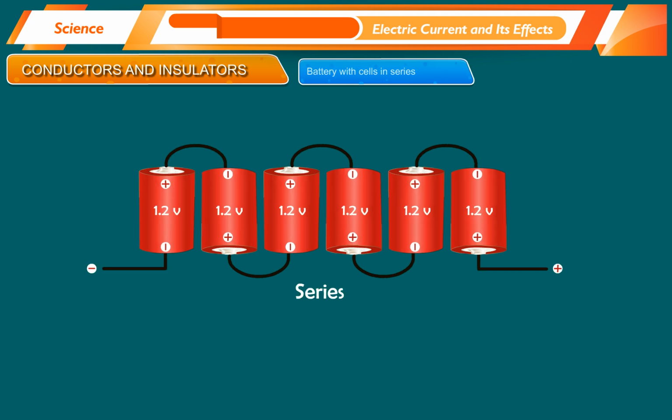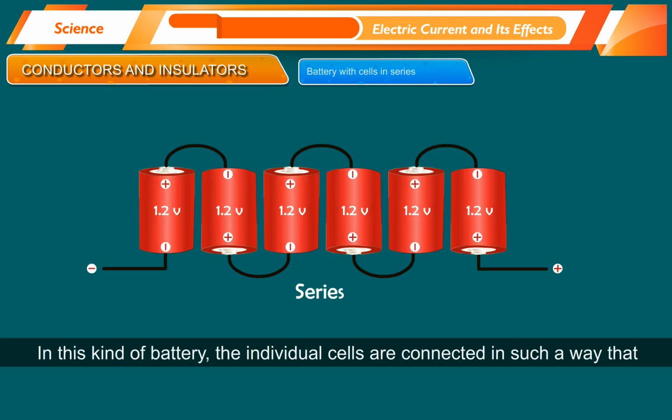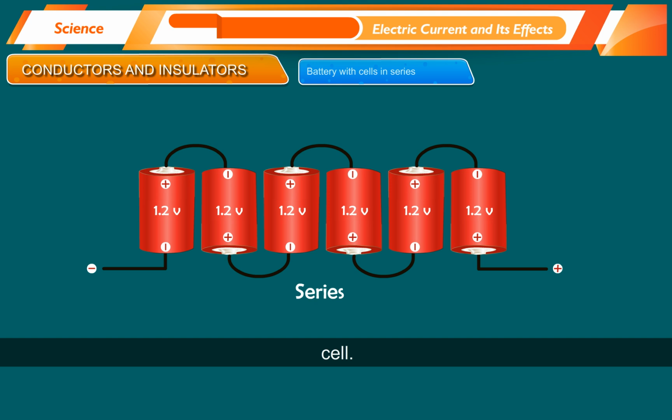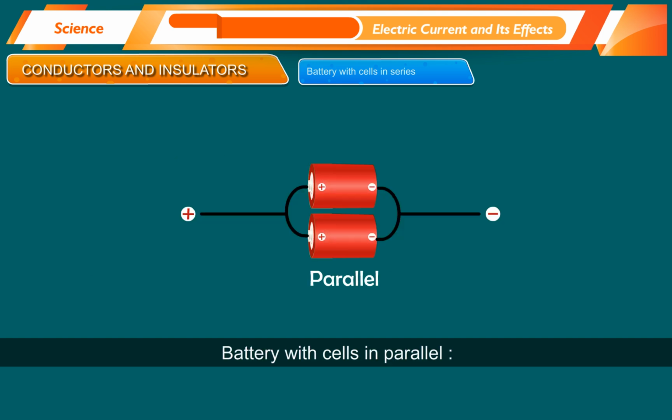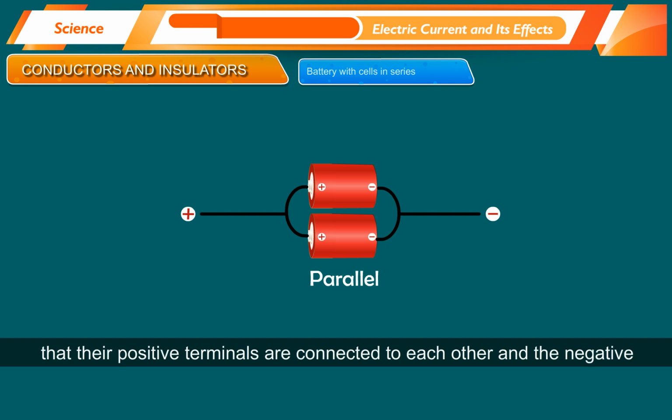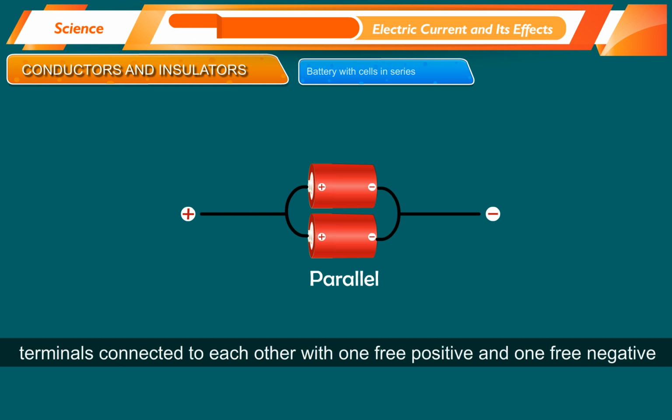Battery with cells in series. In this kind of battery, the individual cells are connected in such a way that the positive terminal of one cell is connected to the negative terminal of the other cell. Battery with cells in parallel. In this kind of battery, the individual cells are connected in such a way that their positive terminals are connected to each other and the negative terminals are connected to each other, with one free positive and one free negative terminal.